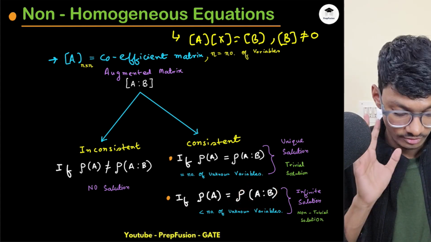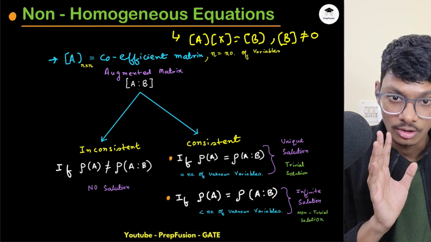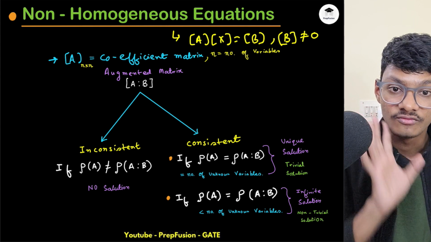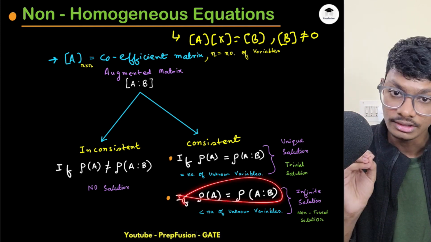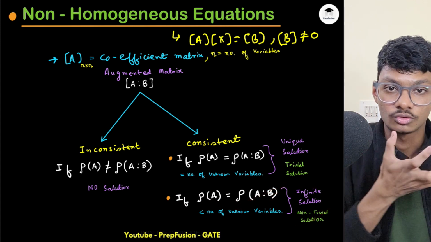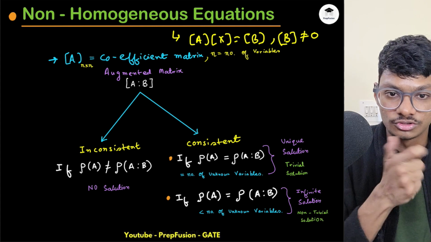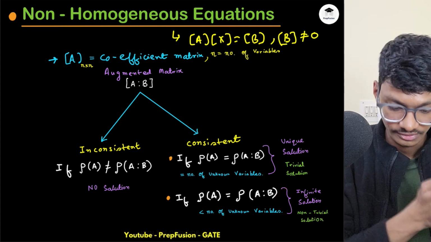Next, rank of A equals rank of [A:B], which is less than the number of unknown variables. Then what will happen? We'll get an infinite number of solutions. It can be anything, but if it is less than the number of unknowns, we get an infinite number of solutions, which is also known as the non-trivial solution, because it is not boring. It can be anything, right? That's why it is non-trivial. We'll do examples from there, we will understand.